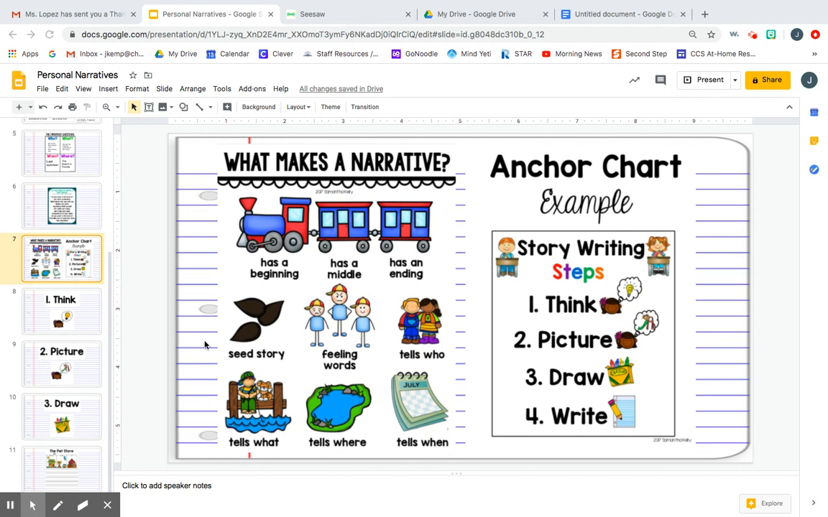Okay, you want to make sure you're using feeling words, and you need to tell who, what, where, and when. So you have to tell who was a part of the story, what was happening in it, where it was happening, and when the story was happening.